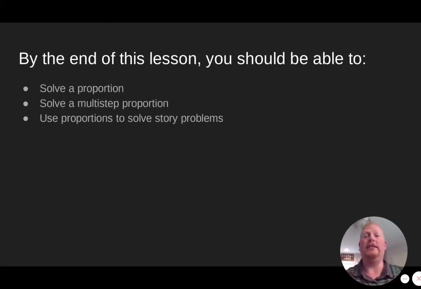By the end of this lesson, you should be able to solve proportions. You should be able to solve multi-step proportions. And you should also be able to use proportions to solve word problems. So let's go ahead and get right into things.